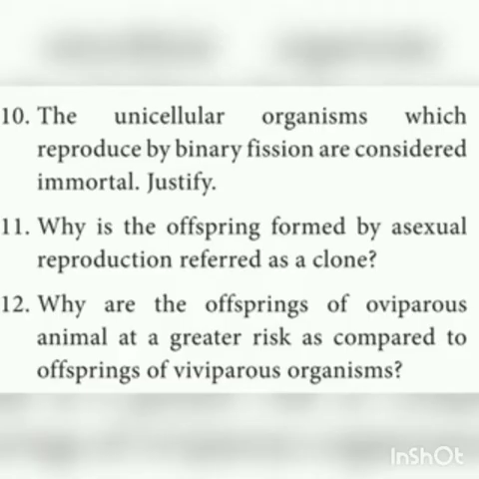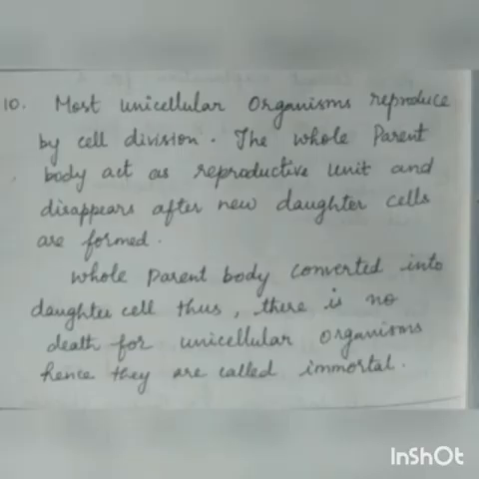And the 10th one: the unicellular organisms which reproduce by binary fission are considered immortal, justify. Immortal means they won't die. Most of the unicellular organisms reproduce by cell division. The whole parent body acts as a reproductive unit and disappears after new daughter cells are formed. A single-celled organism divides into two. So the whole parent acts as a reproductive unit. The whole parent is converted into the daughter cells.